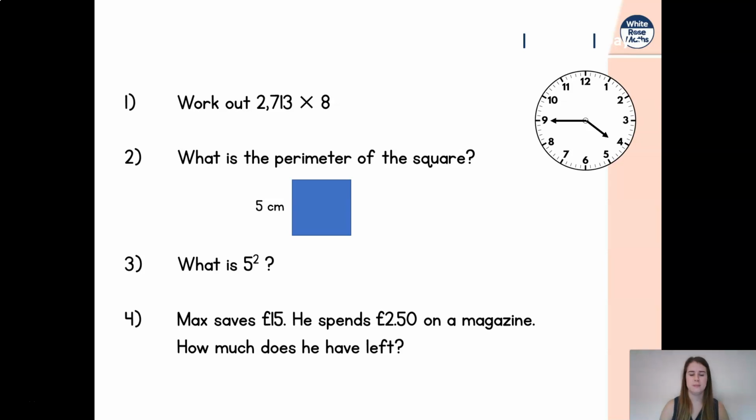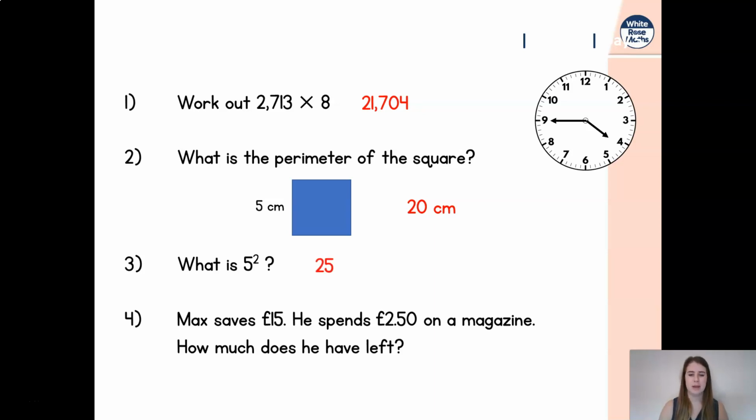Okay, so the first one, we do our long multiplication, is 21,704. The perimeter of the square, we know that squares have equal sides, so we know that each side must be 5. Now when it's perimeter, we add them all together. So we know that's going to be 4 lots of 5. That's going to give us 20. Okay, what is 5 to the power of 2? Well, we know when we're multiplying, it's not 5 times 2, but it's 5 multiplied by itself twice. Therefore, 5 times 5 is 25.